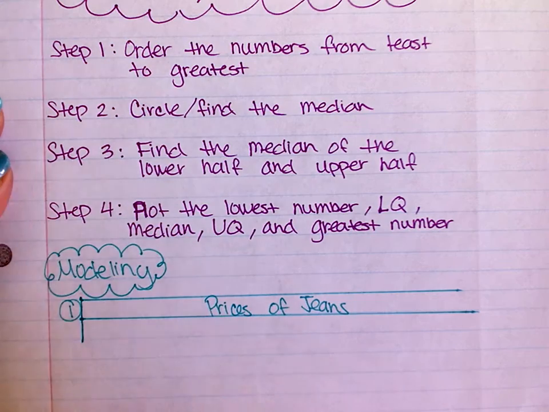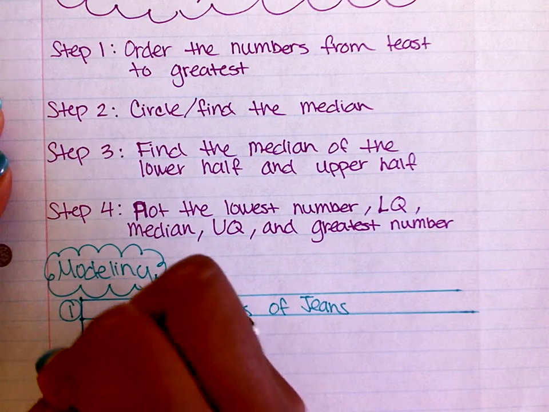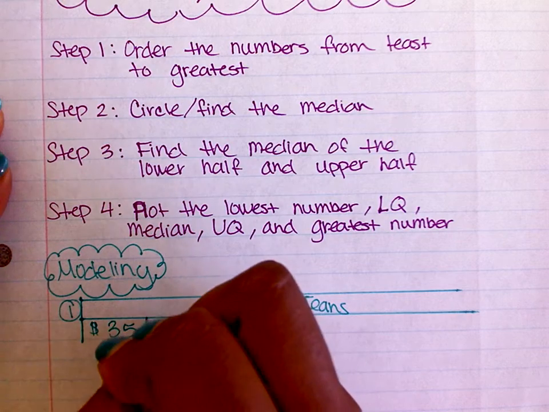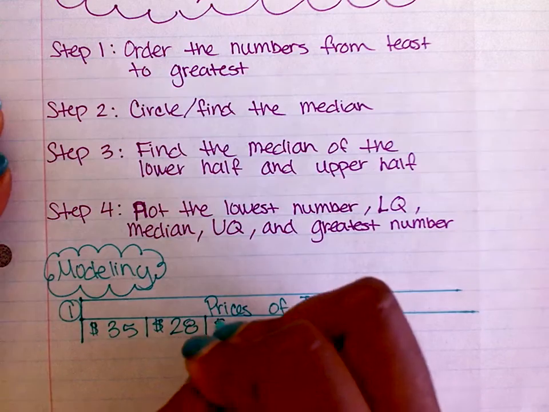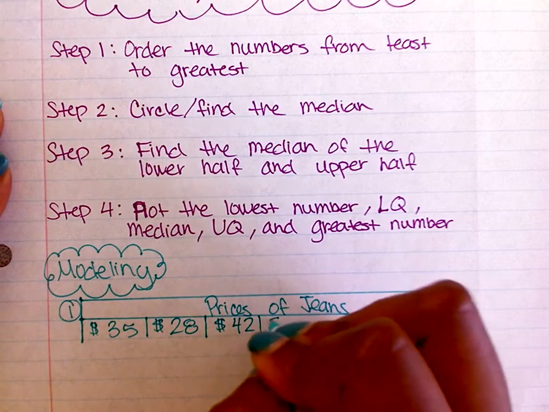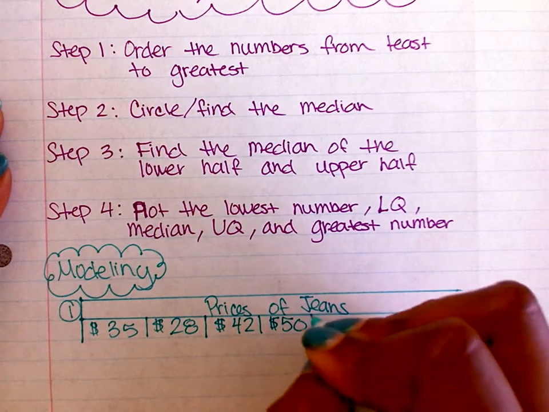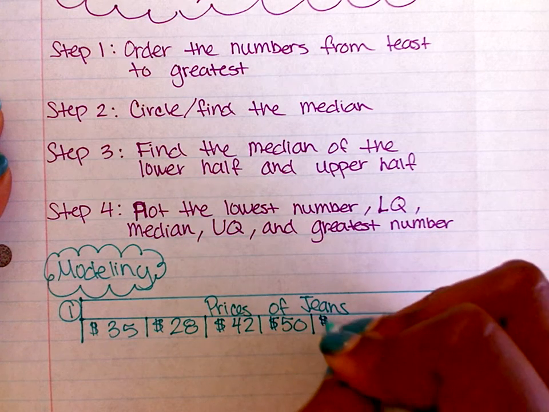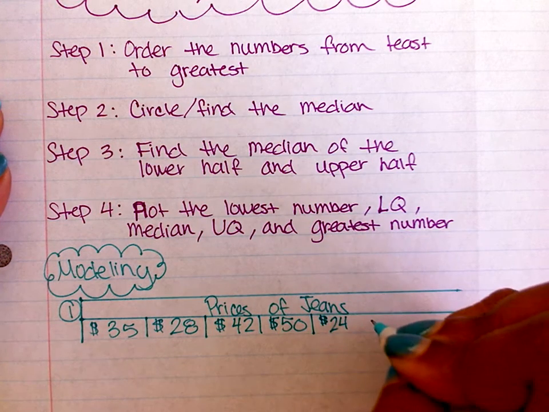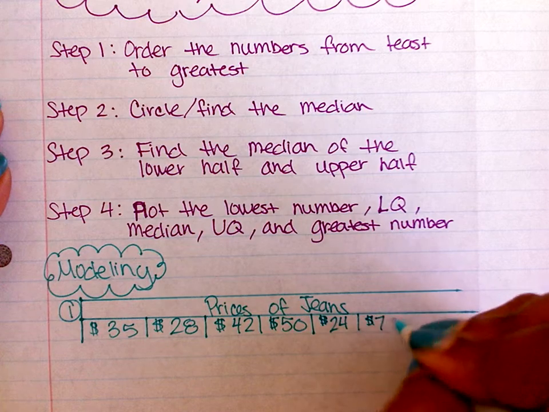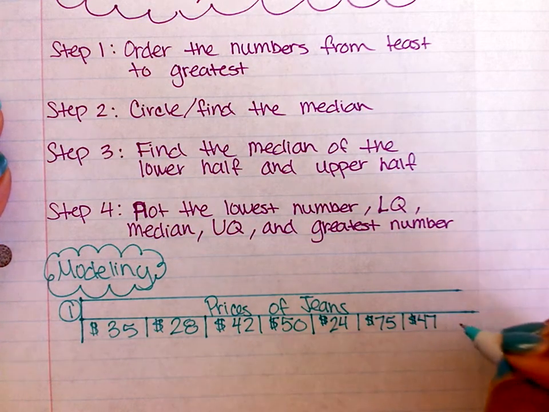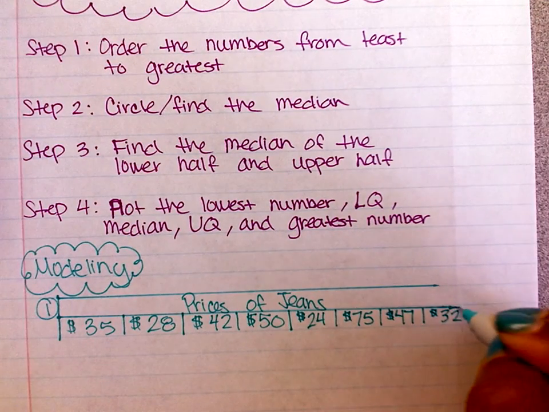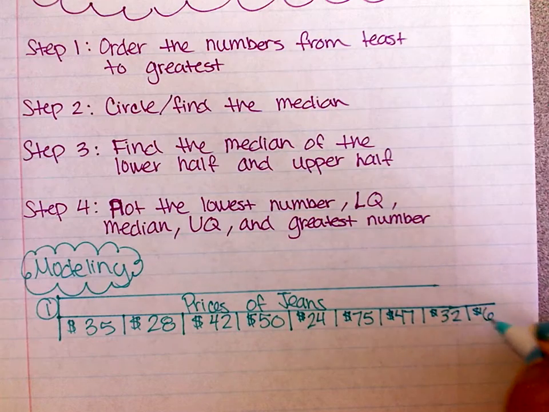All right, so they give you $35, $28, $42, $50, $24, $75, $47, $32, and $60.